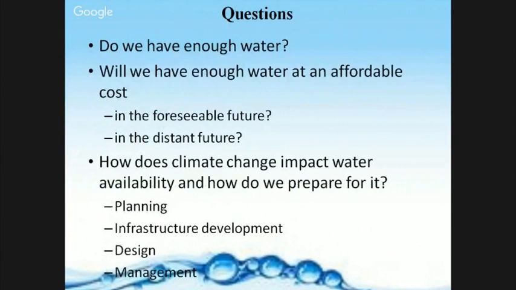These are some of the questions which I leave for your own introspection. Do we have enough water? I leave it with you. Will we have enough water at affordable cost in the near future? If at all, it's going to be more costly. Because now a 1 liter bottle costs me 15 to 20 rupees, a day is not very far. It is going to exactly jump to double. It is going to cost 50 rupees.